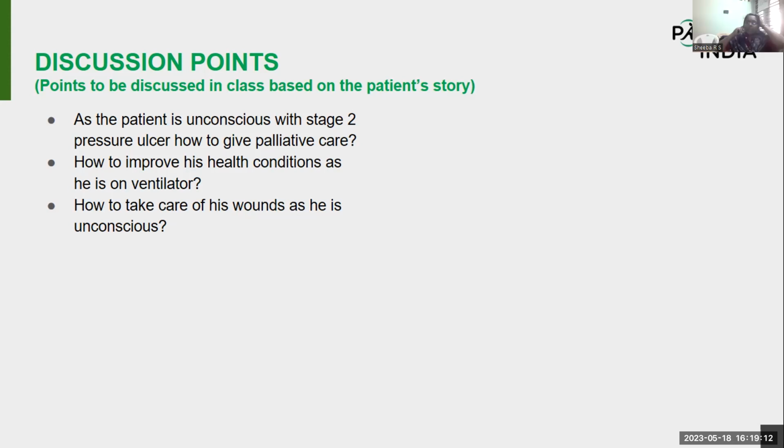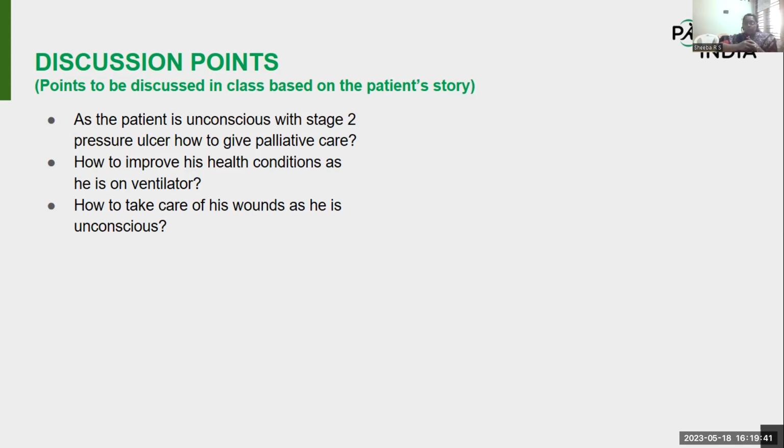We need to change the position every 2 to 3 hours. Whenever we turn the patient from one position to another, we have to check the pressure points. If you notice any color change on that area, we have to prevent further pressure on that area. That way we can prevent damage to the skin.